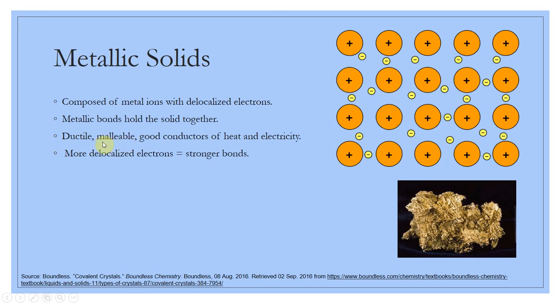This is a nice malleable solid. Because the electrons are in motion, this is the only type of solid that can conduct heat and electricity, and it does it readily because the electrons are delocalized. Again, this one electron can be attracting multiple metal ions here. I hope you guys can see my pointer. This electron can be attracting multiple atoms or multiple metal ions, and so you have a ton of electrostatic interactions going on, so they're really strong.